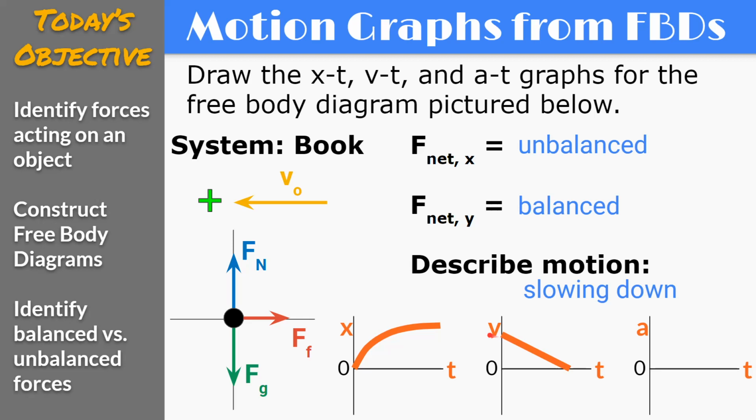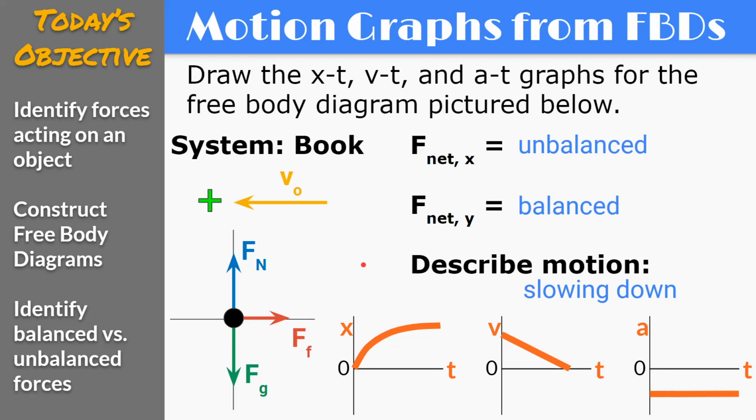On my AT graph, again, look at the slope of the VT. This is a negative slope, therefore it's a negative acceleration. Okay, so depending on how you define your positive direction, your graphs may or may not look exactly like this, but I would suggest that you write these down. Please make sure that you label that the positive direction in this example is to the left so that you understand why your graphs look like this.